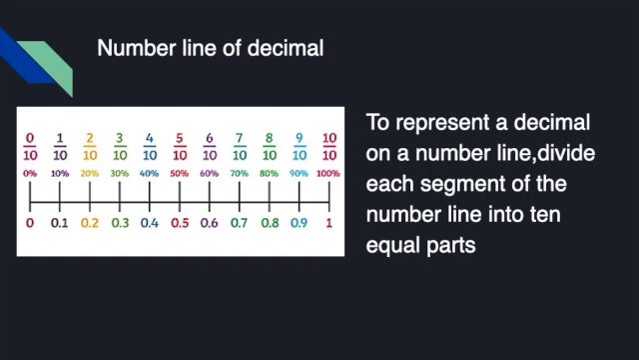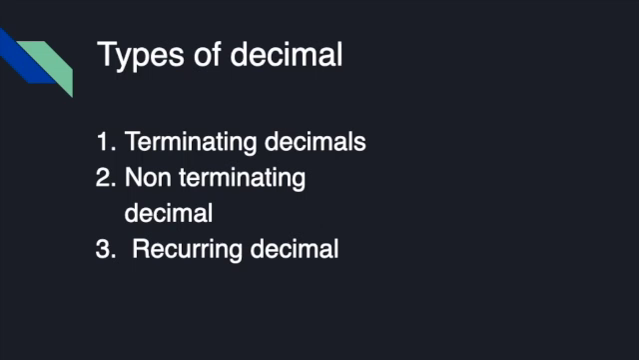So, number line of decimal. As you can see, to represent a decimal on a number line, divide each segment of the number line into 10 equal parts, as you can see in the picture. 0.10, then 1 over 10, you can say. So yeah, guys, like that we have to group it out. Then let's move on to types of decimals.